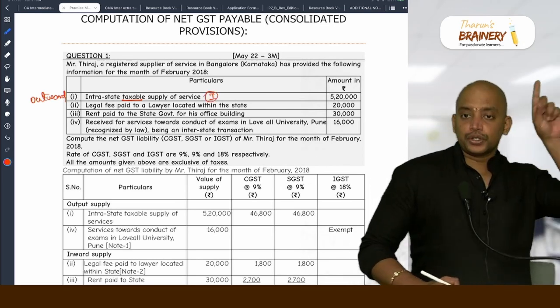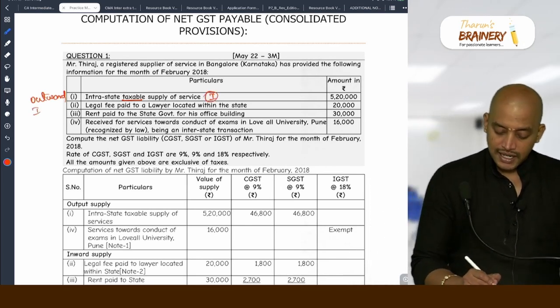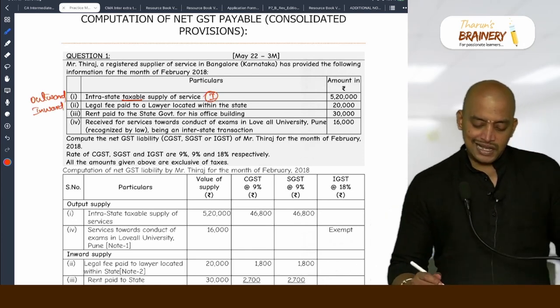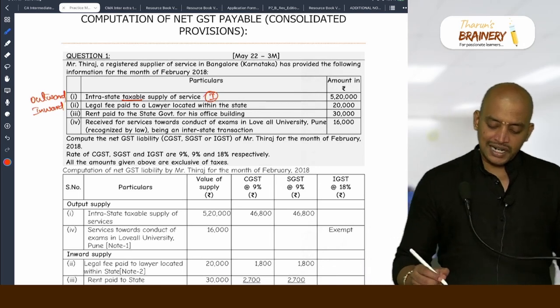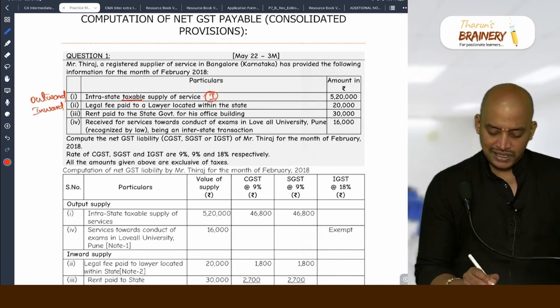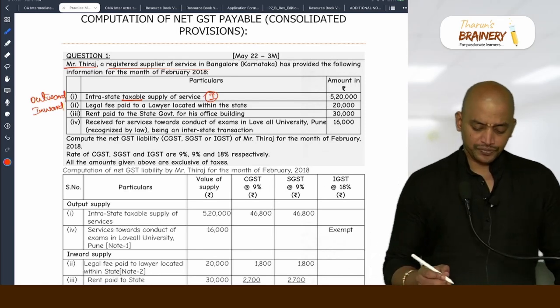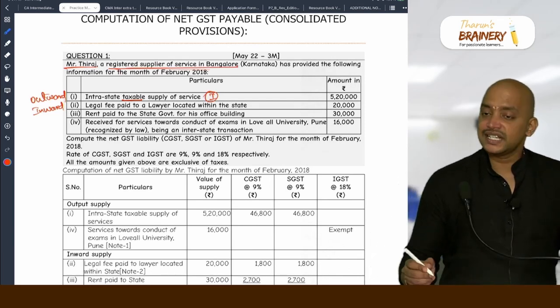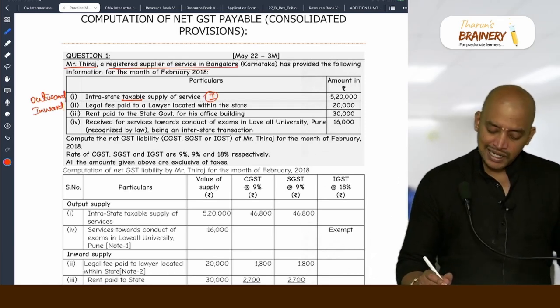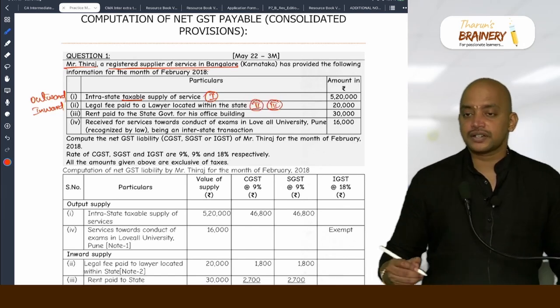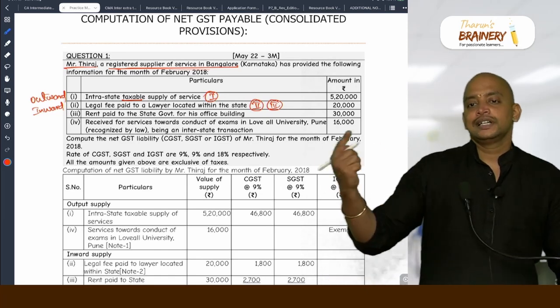Legal fee paid to lawyer means inward. Legal fee paid to lawyer located within the state. Is it covered under RCM? Yes, because THARUN'S is a registered supplier of service in Bengaluru. So business entity. So it will come under RCM. RCM means where it will come? Second statement, also third statement. Why third statement also? ITC.